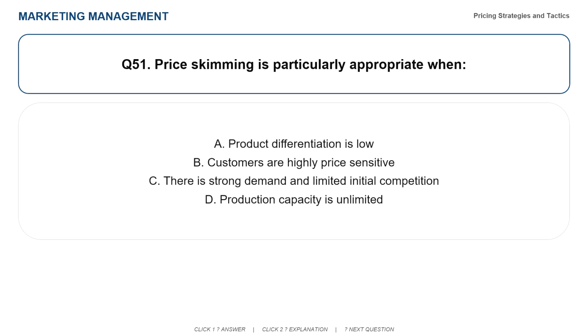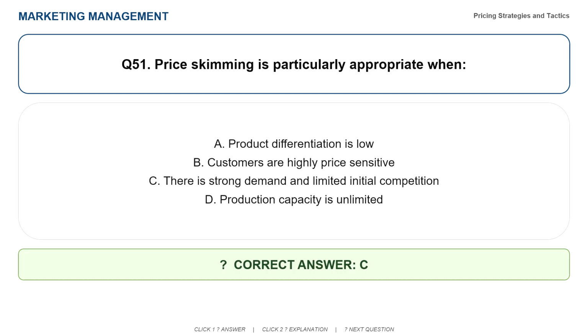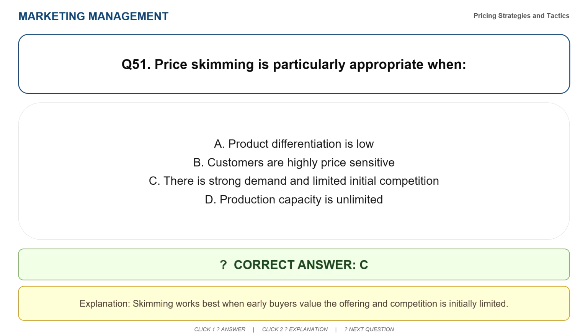Question 51. Price skimming is particularly appropriate when Option A. Product differentiation is low. Option B. Customers are highly price sensitive. Option C. There is strong demand and limited initial competition. Option D. Production capacity is unlimited. The correct answer is C. Explanation. Skimming works best when early buyers value the offering and competition is initially limited.